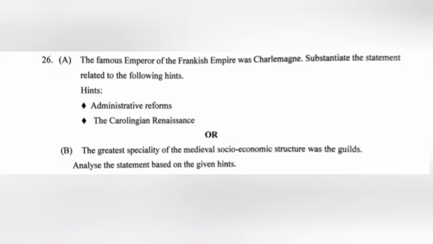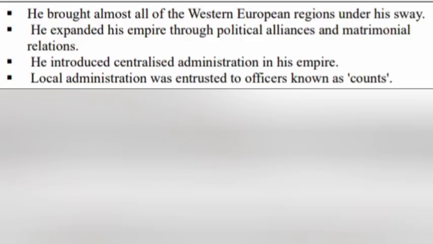26. A. The famous emperor of the Frankish Empire was Charlemagne. Substantiate the statement related to the following hints. Answer: He brought almost all of the Western European regions under his sway. He expanded his empire through political alliances and matrimonial relations. He introduced centralized administration in his empire.